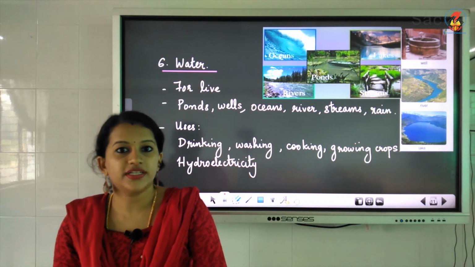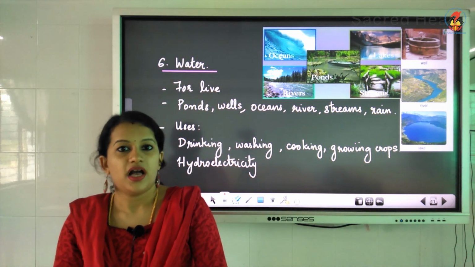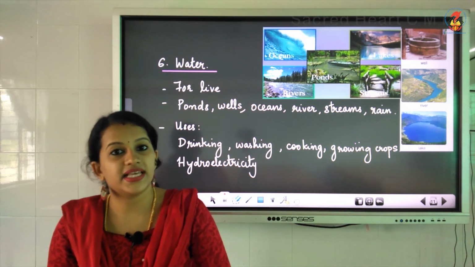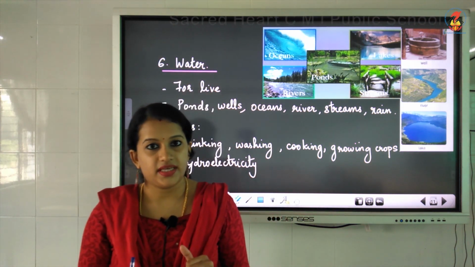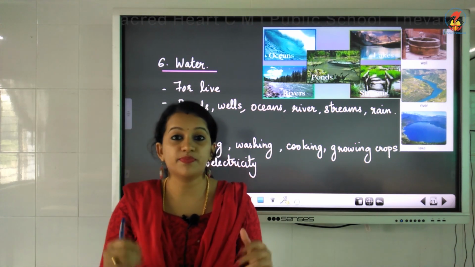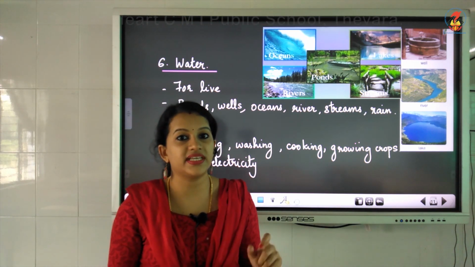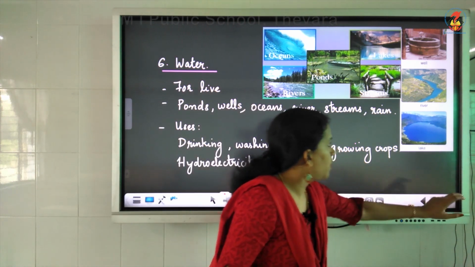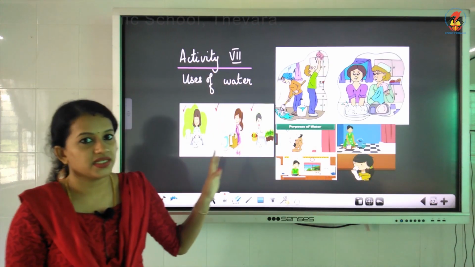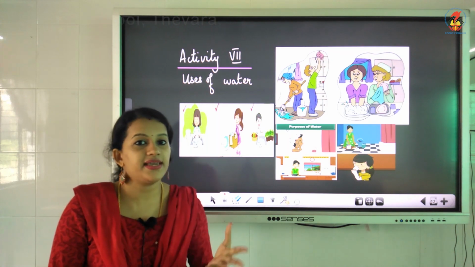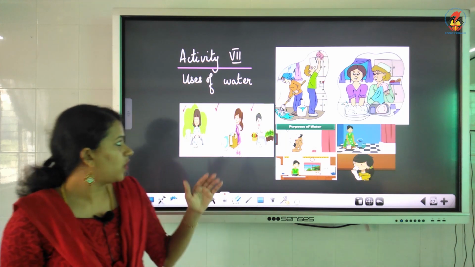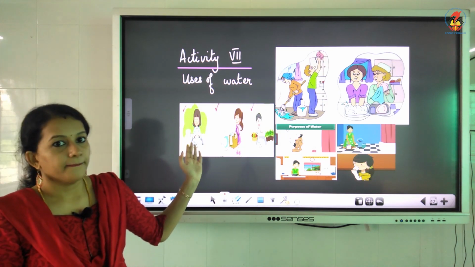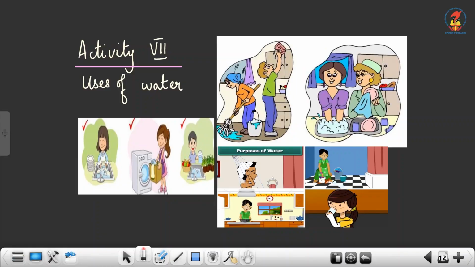Okay. And children, in your worksheet, after water, there is an activity given, activity 5. Below that activity, there is a space given. In that you have to stick pictures of uses of water. I have shown some pictures over here. You can stick any pictures of your choice. Here if you see, you can see many uses of water. Many pictures I have shown like that. You can stick any of the pictures.